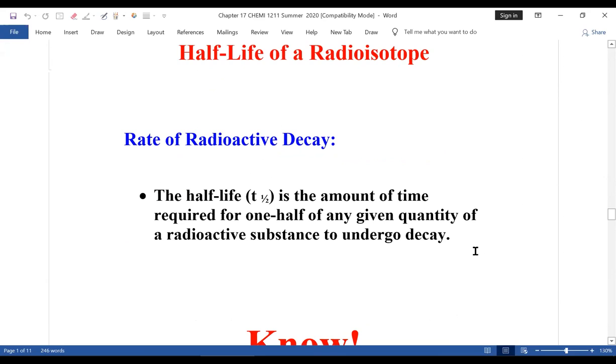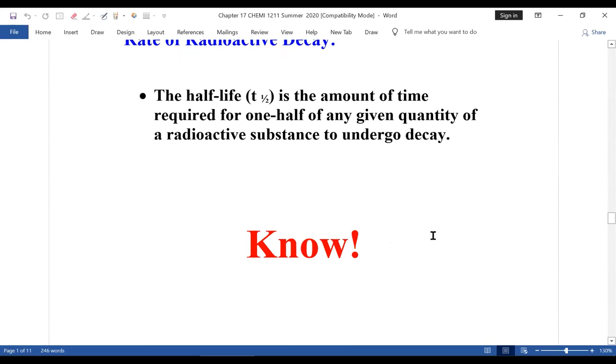Now there's something called the half-life of a radioisotope. And this is very important for you to understand things about nuclear energy, for example. The rate of radioactive decay is the half-life. The half-life, also abbreviated T1/2, is the amount of time required for one half of a given quantity of a radioactive substance to undergo decay. And that means it's transformed into something else. So you should know this.